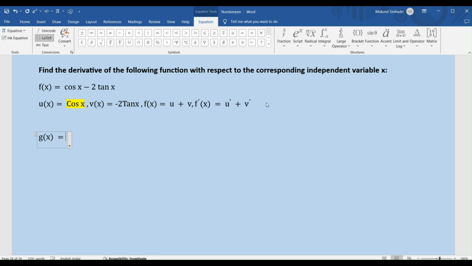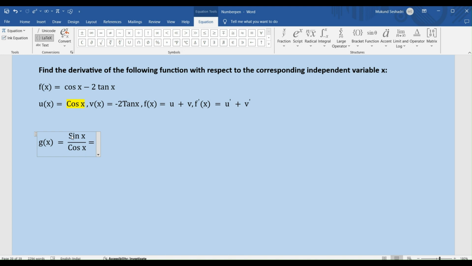My t of x, which is tan x, is nothing but sine x by cos x, right? So again, it looks like we have a function of the type u by v, right? Therefore, we can definitely apply the quotient rule of differentiation to arrive at g dashed of x, which is our d by dx of tan x, right?